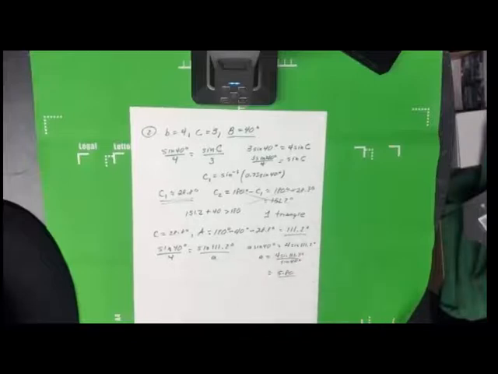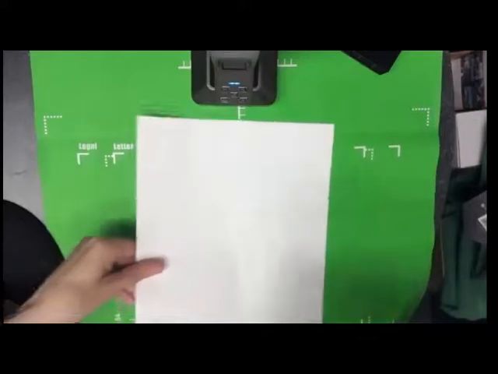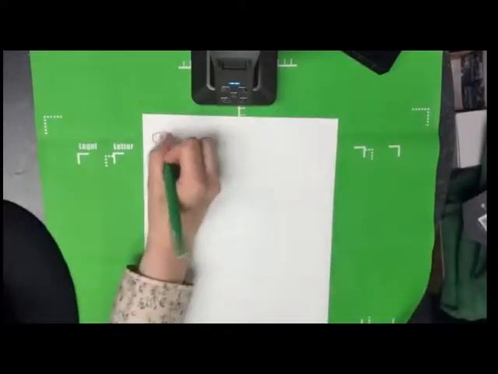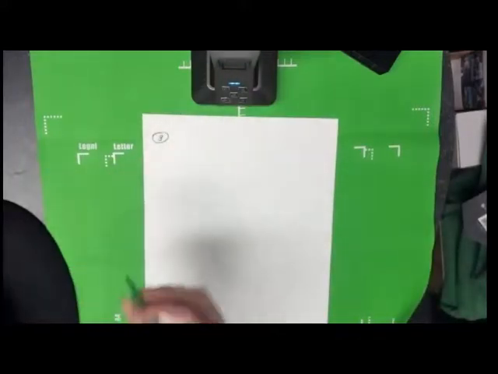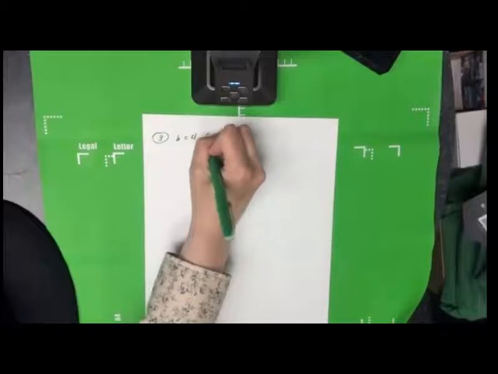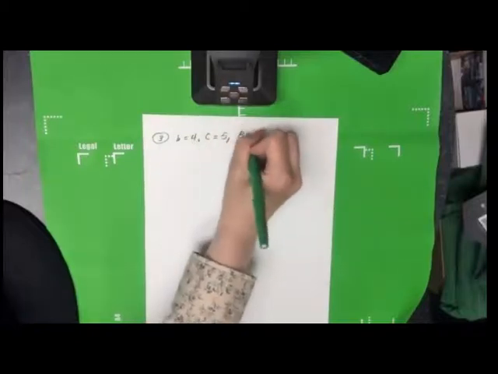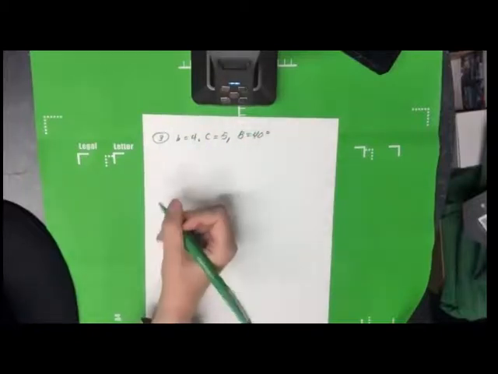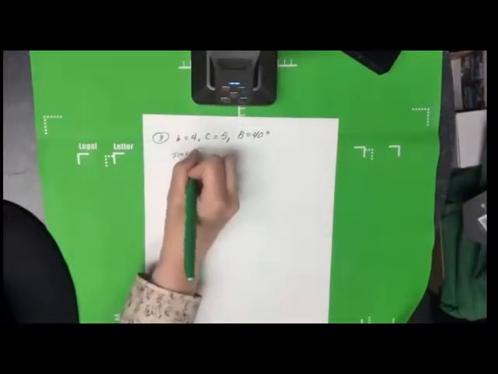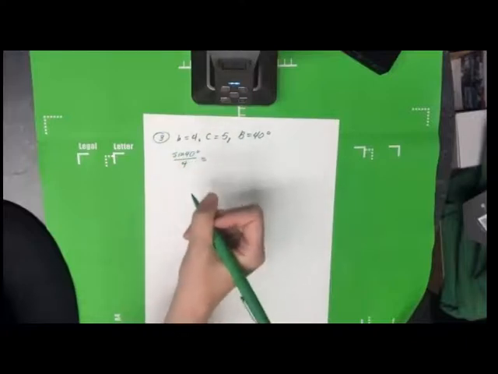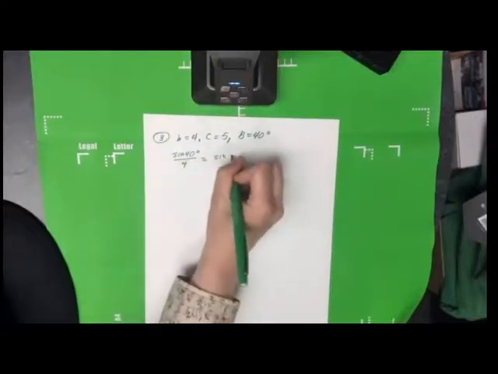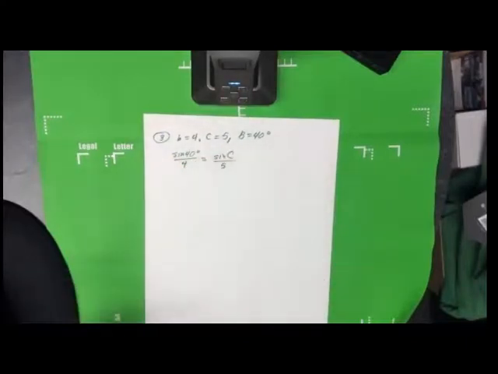You can check with your original problems when you work them out. They may specify to run it differently than what I am. All right, let's look at one more. So you're given b is 4, c is 5, B or beta is 40. So sine of 40 is to 4 as sine of C, or gamma, is to 5.